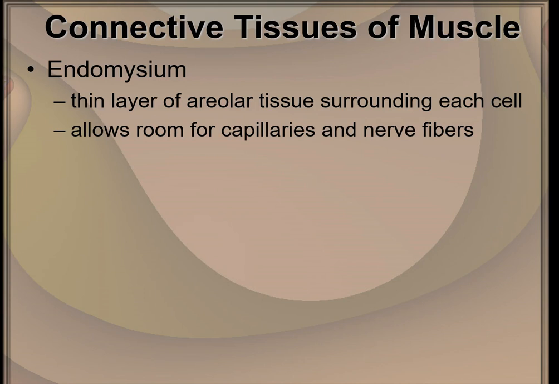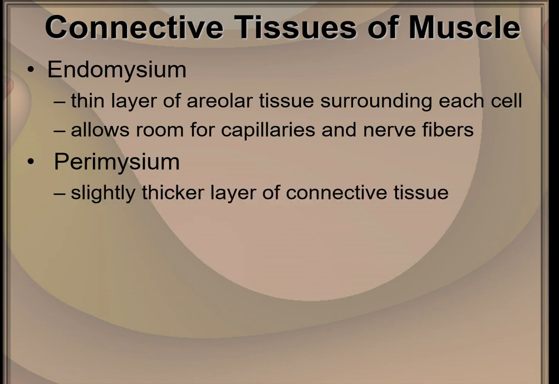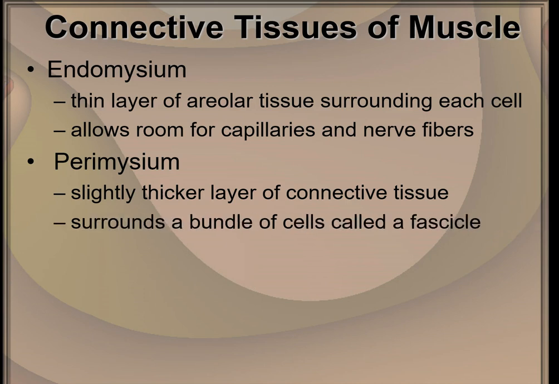Then we took muscle fibers, we bundled those together, and what did I call that on the last slide? Fascicle, okay? So now we have what's called the perimysium that wraps around the fascicle. Once again, it's connective tissue. It's a little thicker this time, but it surrounds those clusters of muscle fibers known as a fascicle.